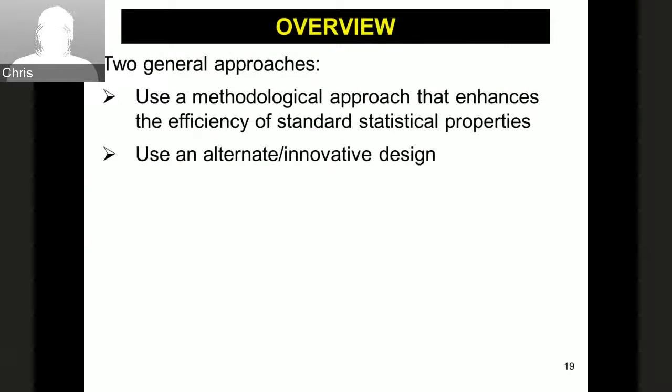Next slide, please. So there are two general approaches that you can use to address that, and I'm going to talk briefly about both of these during the discussion today. The first is taking into account the challenges of small sample size studies when you're doing the methodology. This gets into the analysis and being as efficient as possible in terms of your methodological approach. Alternatively, the second approach would be to use some type of alternate innovative design, to try to tailor the design more to the nuances of what you're looking at. Next slide.